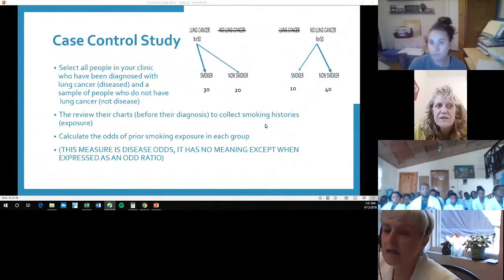This is the complication of the case control study, is that the only way to interpret it is through the odds ratio.